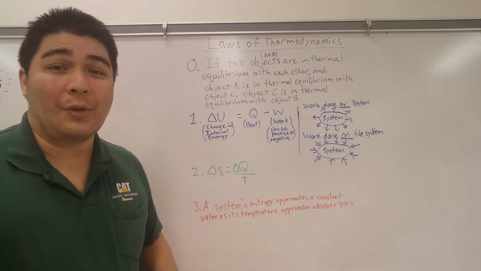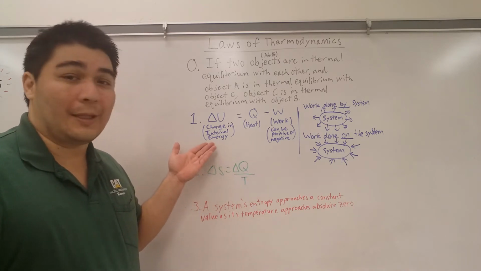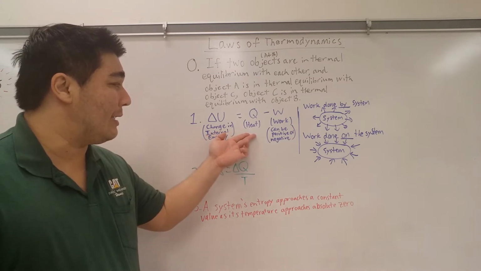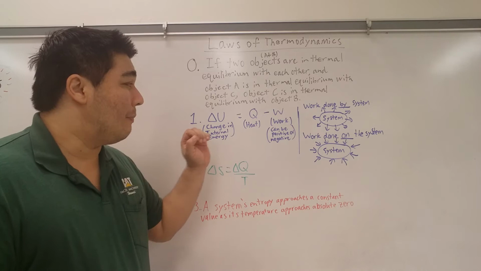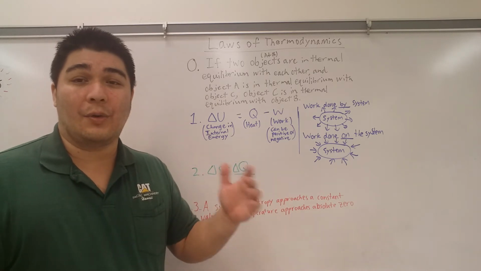Now let's go on to the first law of thermodynamics, which is basically an equation which says the change in internal energy of a system is equal to the amount of heat that is put into the system or drawn out, minus the work that is done on the system. And of course, this can be positive or negative.